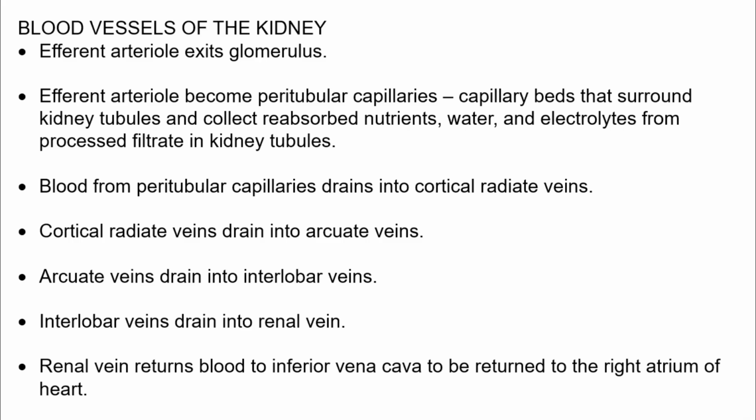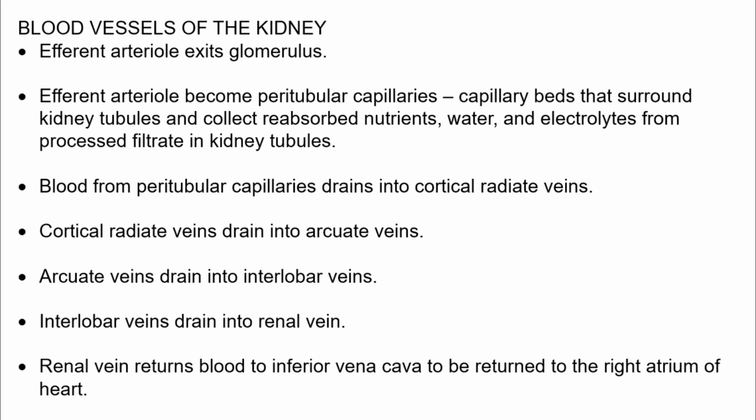efferent arteriole. The efferent arteriole then becomes an extensive capillary network called the peritubular capillaries, which surround the kidney tubules and function to reabsorb nutrients, water, and electrolytes from the processed filtrate that is in the tubules. After exiting the peritubular capillary beds, blood enters the cortical radiate veins to begin its exit from the kidney. The cortical radiate veins drain into the arcuate veins.